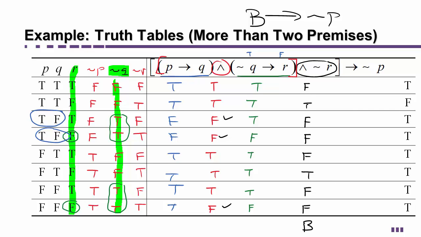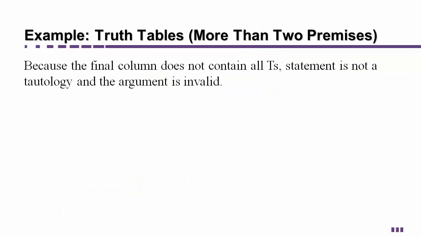So true going to not P, true going to false, there's a false. And then this one, true going to true, there's a true. And this is the only one that messes us up. So it was almost a tautology, but there was one place where it just wasn't true. So because of that, it's not a tautology, and therefore our argument is invalid.